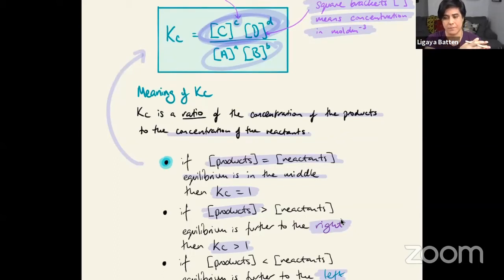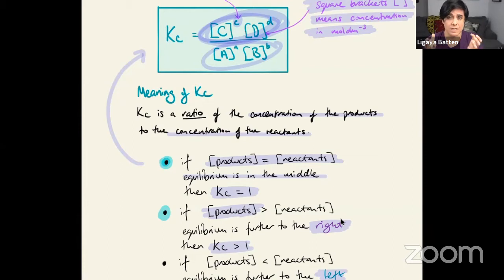Sorry, I mean the equilibrium is shifted further towards the right. We've made more products, and that's going to give us a value of Kc that's greater than 1. So that's this bullet point here. If there are more products than reactants, then equilibrium is shifted towards the right, and that means that the value of Kc is greater than 1.